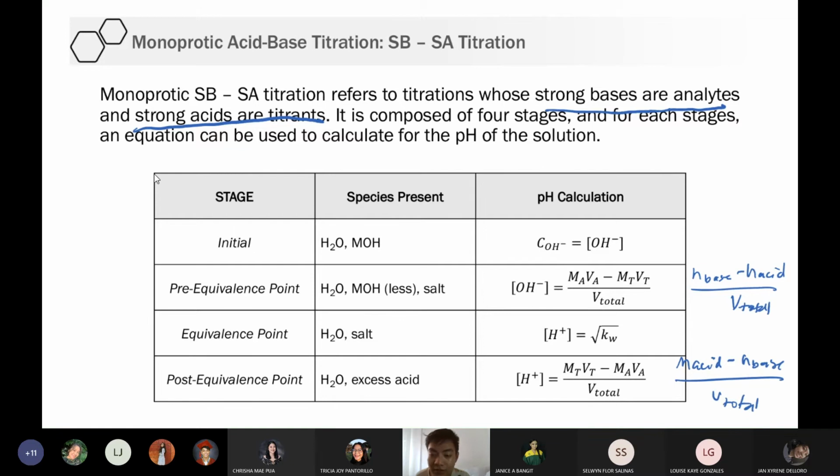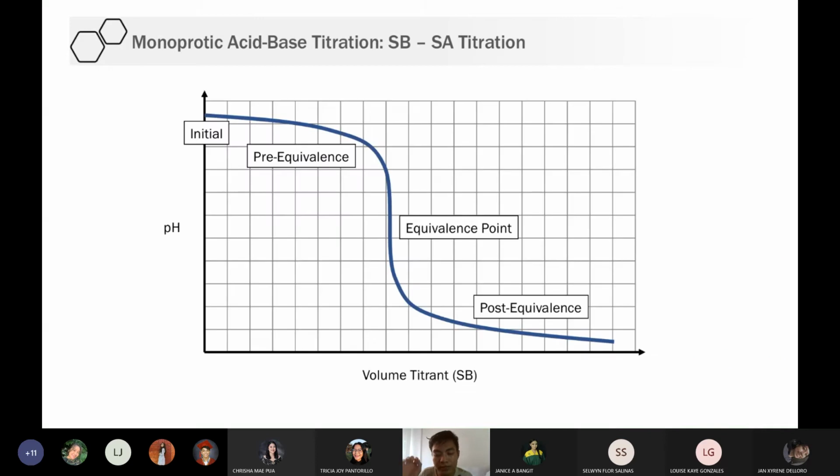Similar to what we did last time. Kanina lang. Ano yung sobra kanina? Yung base sobra. Ngayon, yung acid naman yung sobra. Okay. So the resemblance is there now. But take note lang na baliktad yung roles nila. In our case today, the bases are analytes, the titrants are acids. Kanina, baliktad. Yung acid yung analyte, yung base yung titrant. Okay? So, be careful. Okay, so yan. We have all those equations. Similar pa rin yan sa kanina. So, we can now proceed.